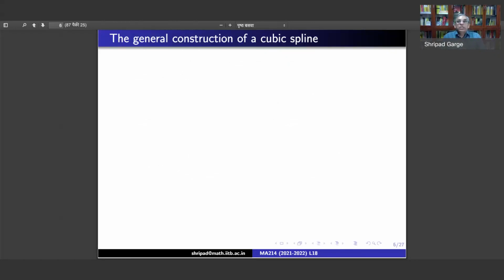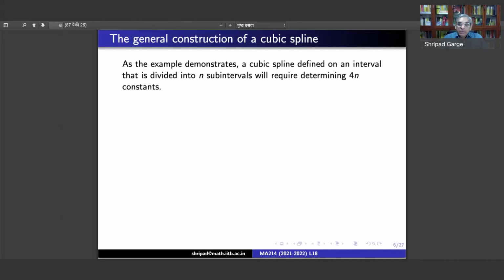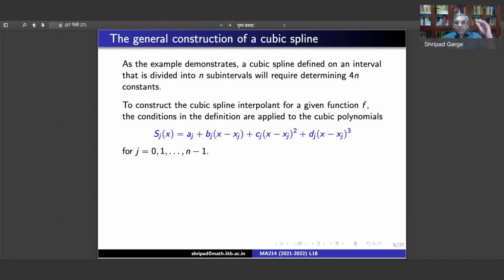So let's go to the construction of a general cubic spline. Okay, so as the example demonstrates, there we had 2 cubics and so we needed 8 constants that were to be determined. So if you have a cubic spline and your interval is divided into n sub-intervals, then you are going to need 4n constants in all. Okay, and out of these 4n constants, we will see one by one how to go on determining the constants.